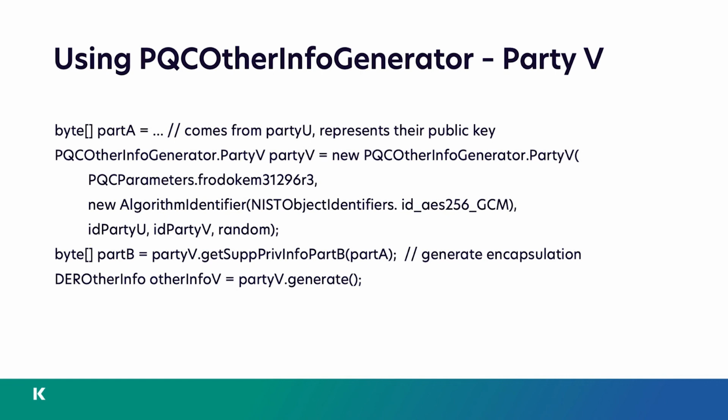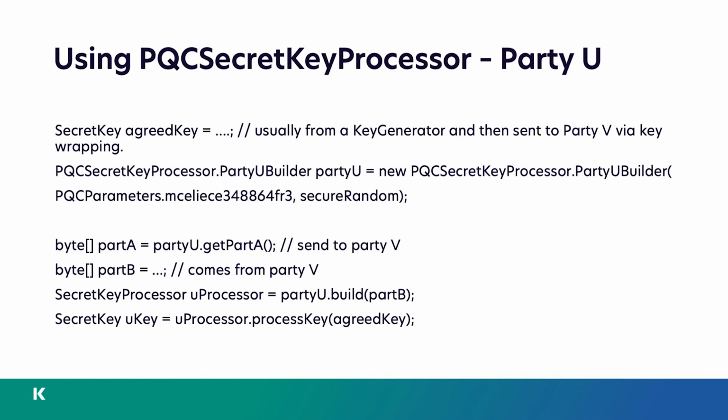Now, with the secret key processor, we still ultimately have to follow the same process that we're following with the XORing of the actual symmetric key that we were trying to deal with. Again, though, it's very similar. We specify the parameters, in this case a McEliece variant.